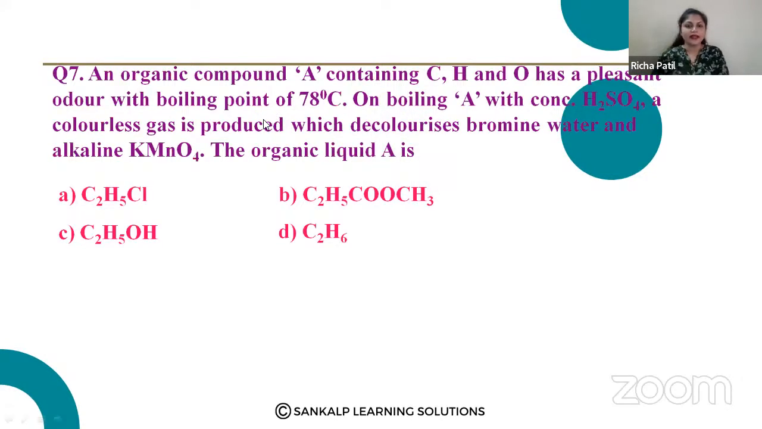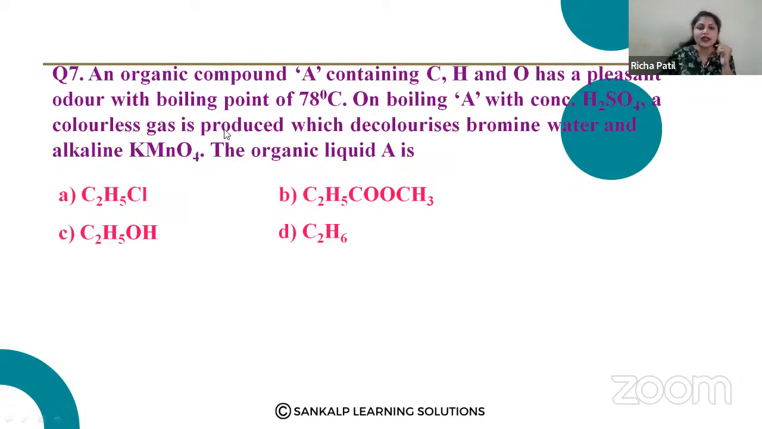So next, an organic compound A containing C, H and O, that is carbon, hydrogen, and oxygen. So there is an unknown organic compound A, which contains carbon, hydrogen, and oxygen. It has a pleasant odor with a boiling point of 78 degrees Celsius. On boiling this A with concentrated H2SO4, a colorless gas is produced which decolorizes bromine water and alkaline KMnO4. So what is the organic liquid A?